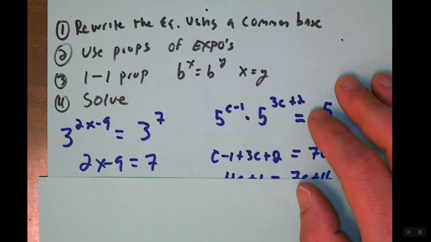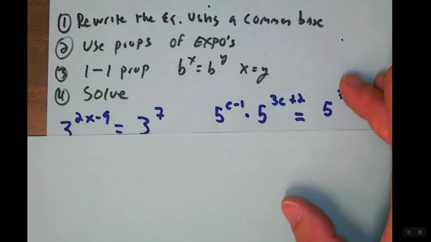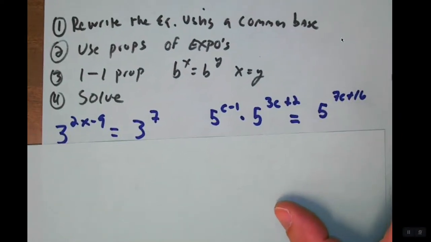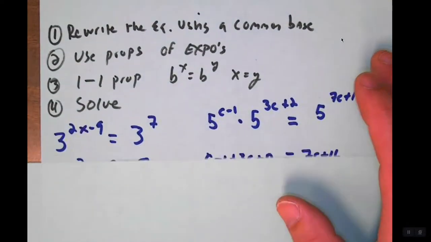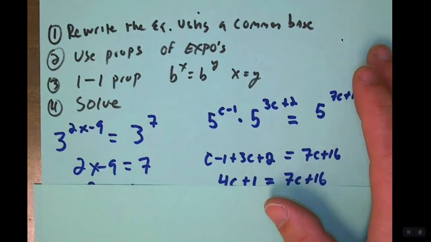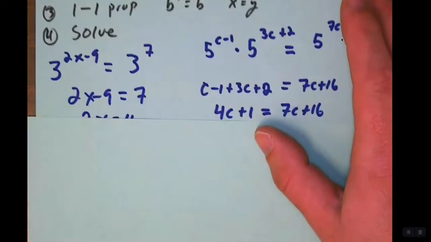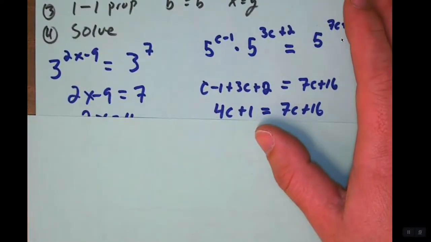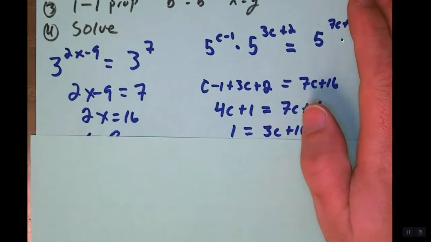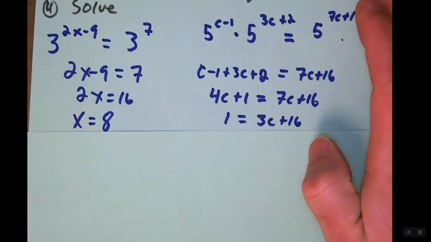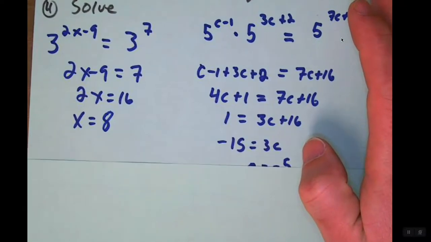Same thing goes for this guy right here. This is the next one. You see you have the three parts. These two guys, you can add them together. So when you add them together, right, you get 4c plus 1 equals 7c plus 16. And then you subtract 4c from both sides, and you subtract 16, and then you divide by 3, so you get c equals negative 5.